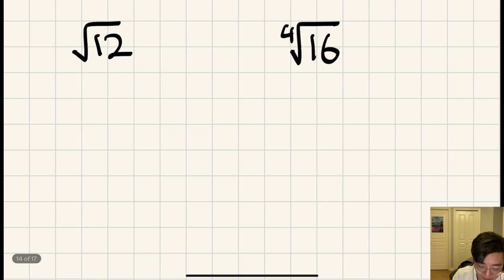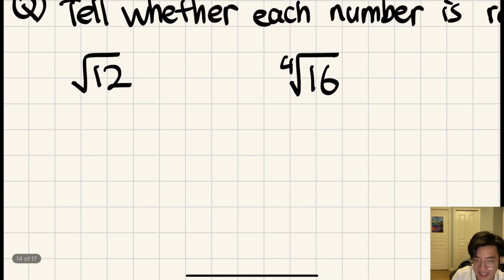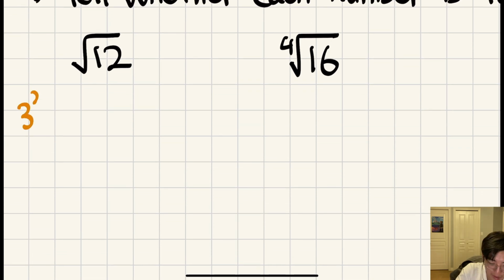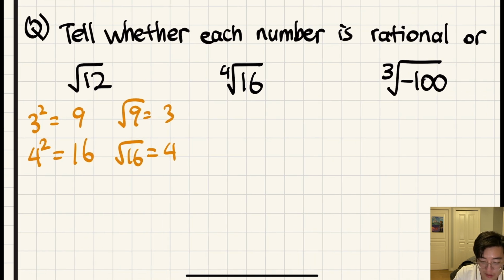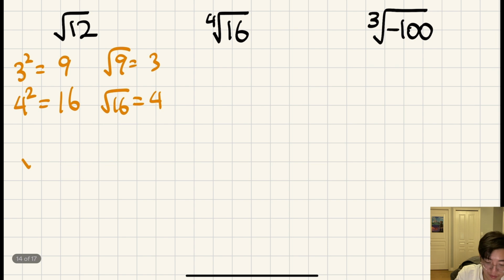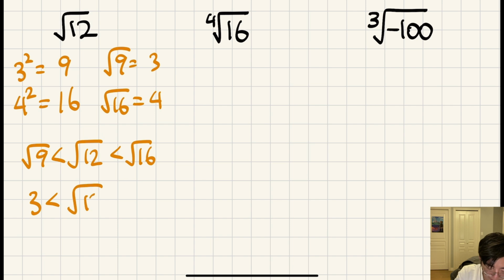So the square root of 12. Right away, we see that it's not a whole number, because we know 3 squared is 9 and 4 squared is 16, meaning that the square root of 9 is 3 and the square root of 16 is 4. So the square root of 12 will be somewhere in between, because it is between the square root of 9 and the square root of 16. It is between 3 and 4.